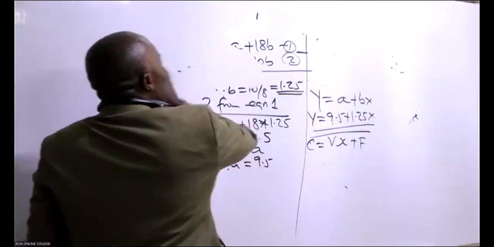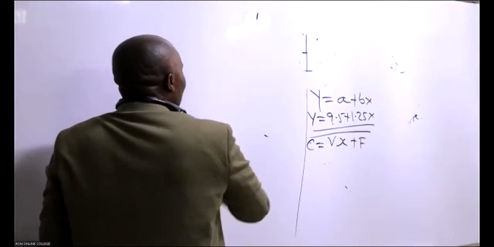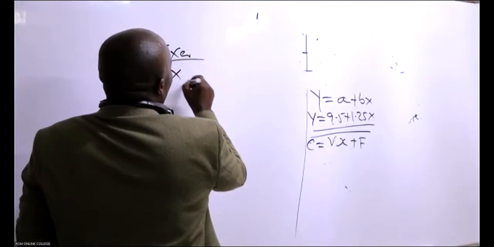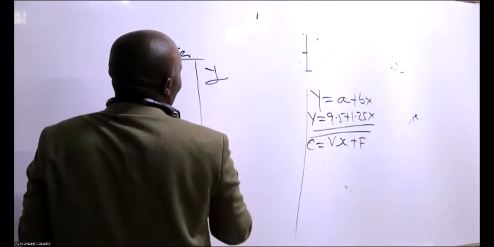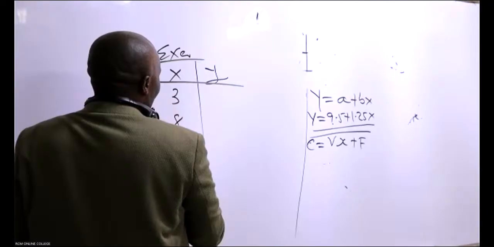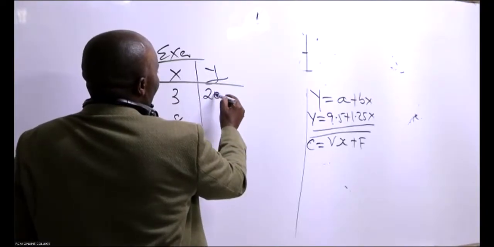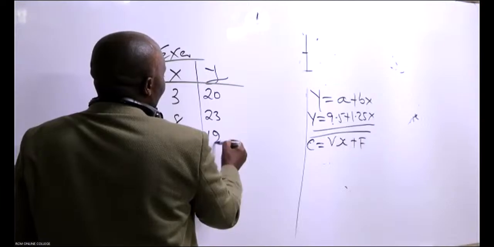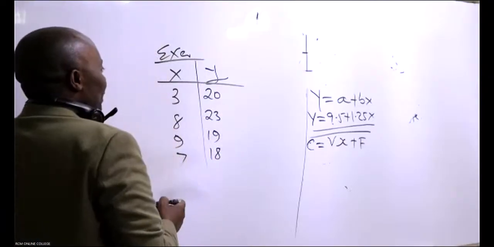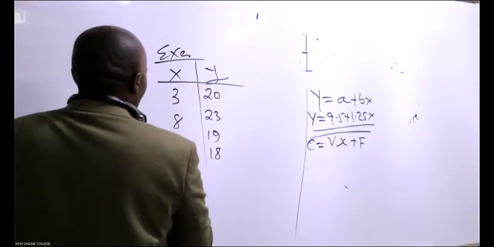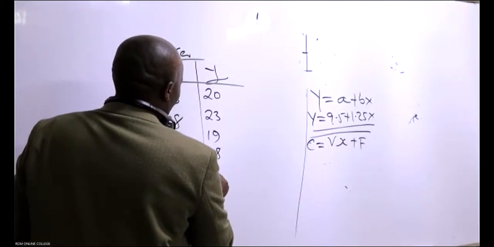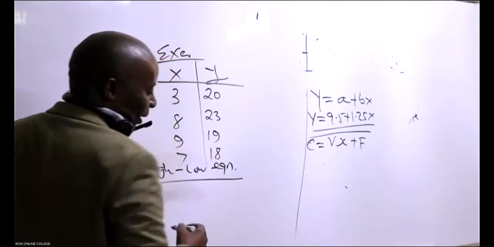But for now, ladies and gentlemen, can you kindly do me a favor here? Let me give you this question to try. Exercise 2. Now this is yours, class exercise. So we shall overcome. We are given here x, y, right? So we are given here 3, 8, 9, 7. We are given here 20, 23, 19, 18, something like that. Can you kindly now give me the high-low equation? Let's see. Give me the high-low equation.